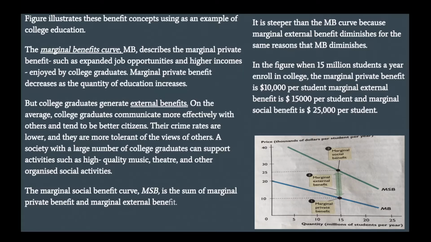It is steeper than the MB curve because marginal external benefit diminishes for the same reason that MB diminishes. In the figure, when 15 million students a year enroll in college, the marginal private benefit is $10,000 per student, the marginal external benefit is $15,000 per student, and the marginal social benefit is $25,000 per student.